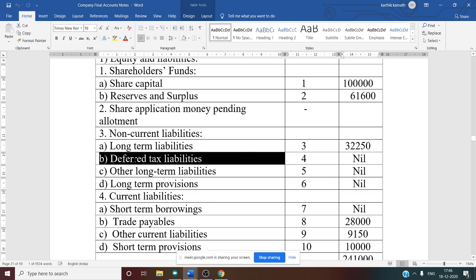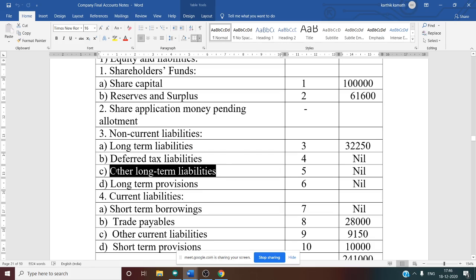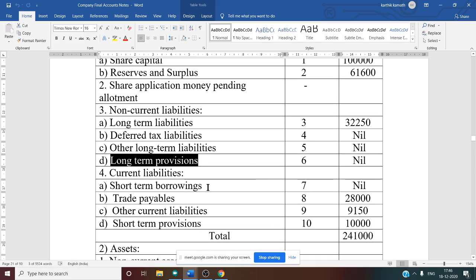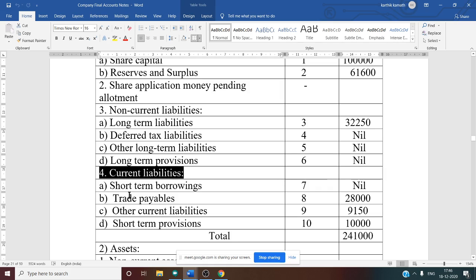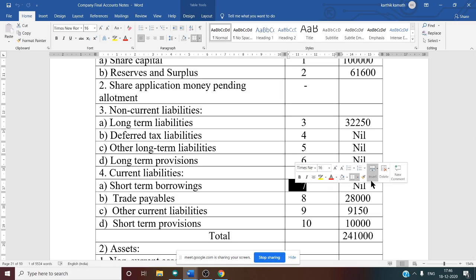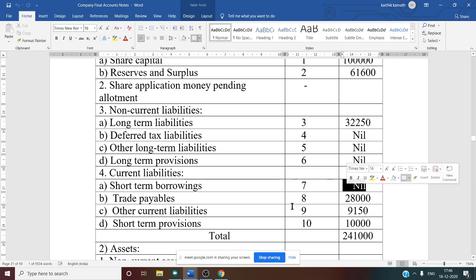Deferred tax liability not there, nil. Other long term liability not there, nil. Long term provision working note number 6 not there, nil. Then now fourth head is current liability. Current liability, that is less than 1 year. Short term borrowing in this question not there, that is why nil. So these four nil, 4, 5, 6, 7 working note is nil, that you have to write as nil or not applicable.